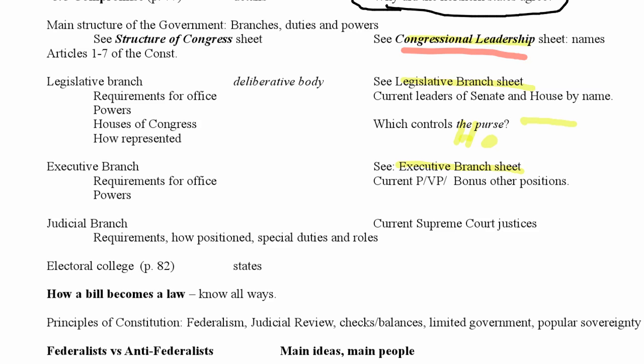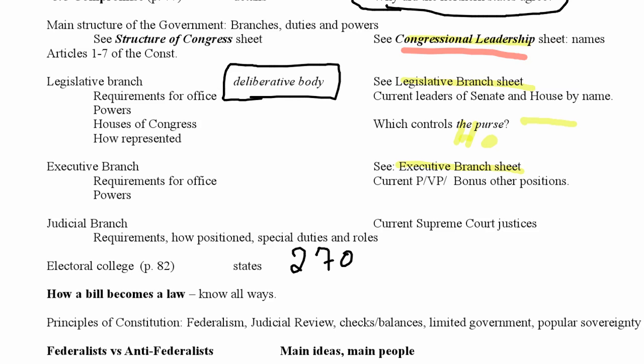And all of these are answered. Which is the deliberative body, and that is the legislative branch. The executive branch is much more like an executor, someone who is moving with lots of immediate powers. Look on page 82 for the Electoral College. Make sure you remember it's 270 electoral votes to become president.